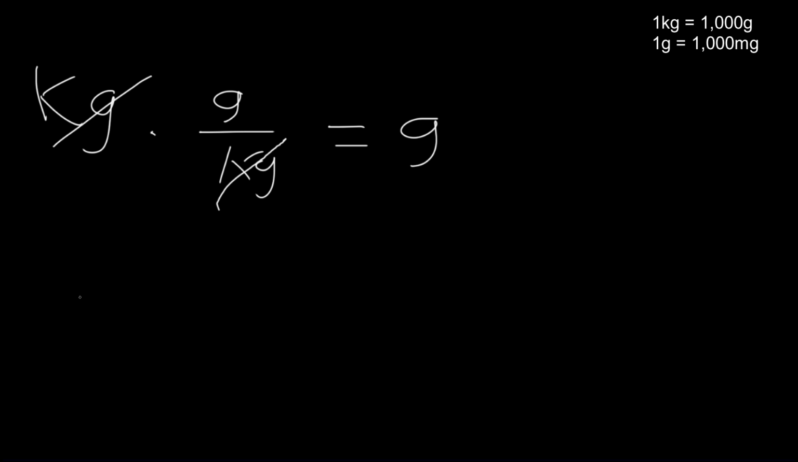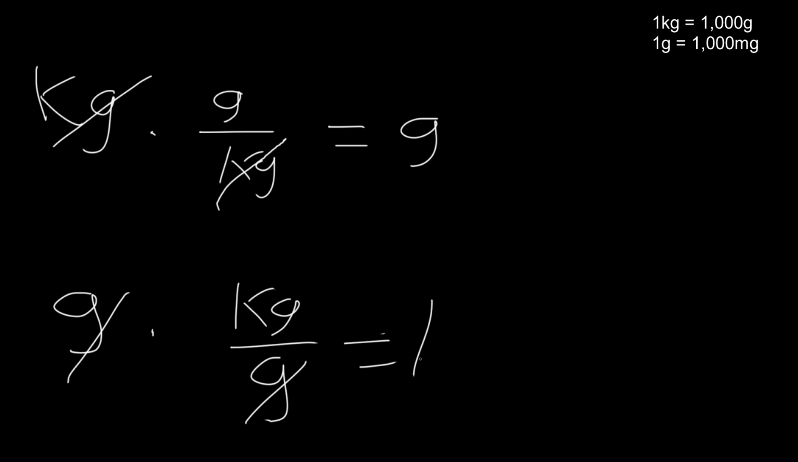I can do this the other way as well. If I'm starting with grams, I can multiply it by kilograms over grams. If you notice here, these are flip-flopped. The reason they change is we're starting with grams and I want to cancel grams out, so grams needs to be on the bottom. Since it's on the bottom here, I can cancel out the grams, and all I'm left with is kilograms. Now we're going to practice this with actual numbers.